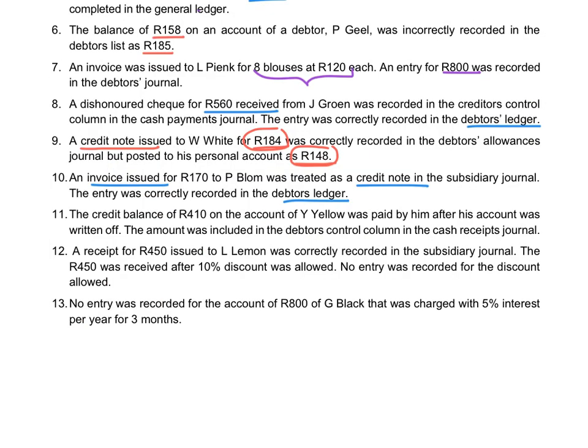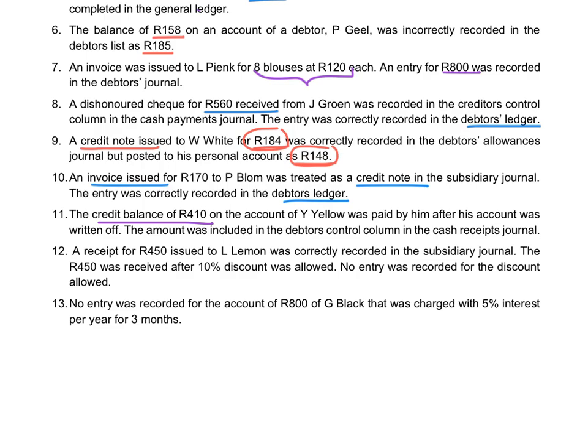The credit balance of 410 on the account of Y. Yellow was paid by him after his account was written off. The amount was included in the debtors control column in the cash receipts journal. So credit balance was paid after his account was written off. So he hasn't got an account in the business anymore. When we write off his account as bad debts, we close his account. Now there's a credit balance in his account, so it means that we made a mistake debiting the bank, crediting his account. Actually, he was supposed to credit bad debts recovered.